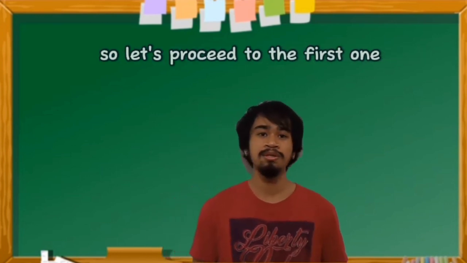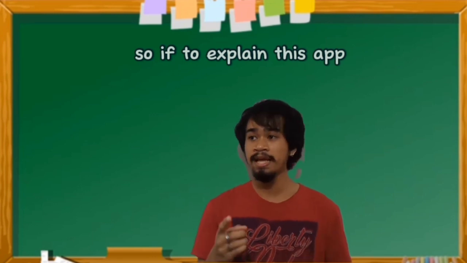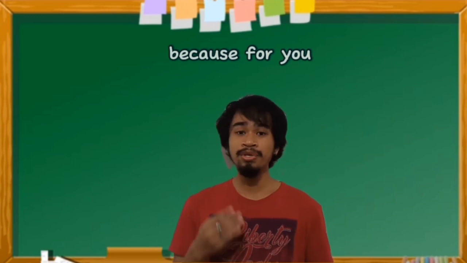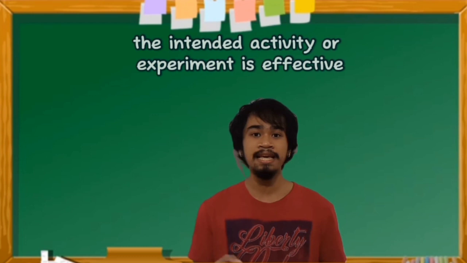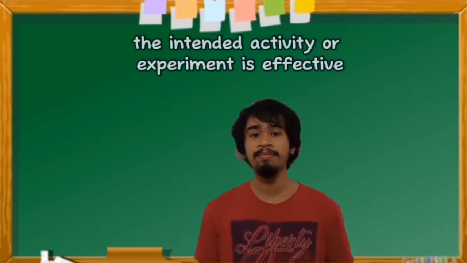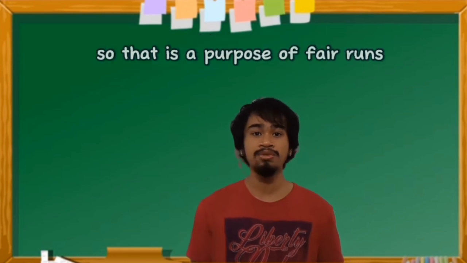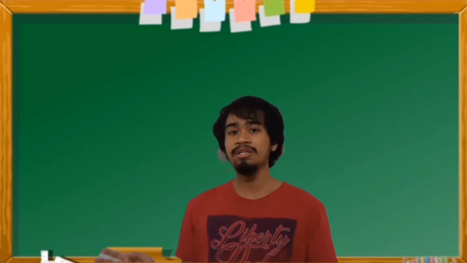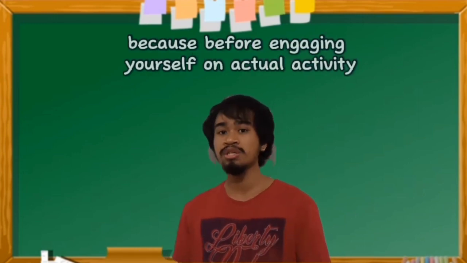So let's proceed to the first one, which is the dry run. This one is important because, for all of you to know if the intended activity or experiment is effective, you do a dry run. So that is the purpose of a dry run. If you are trying whatever kind of method it is, you must do a dry run first before engaging in the actual activity.